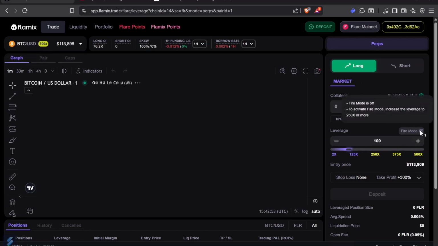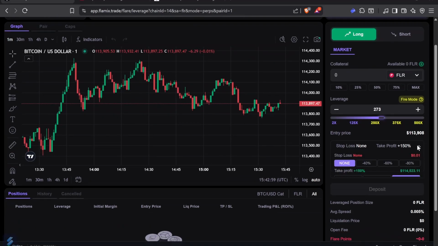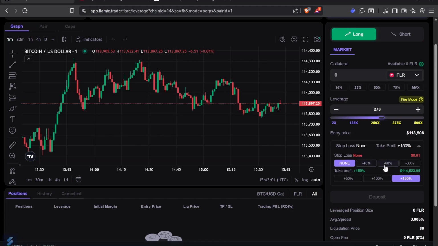So if you go to fire mode and you say 250, you say fire mode, and then you create a stop loss, let's say 40%, and then the take profit. And the interesting thing here is that the potential profits get locked from the liquidity pool because you know exactly how much that's going to be, which is pretty interesting.